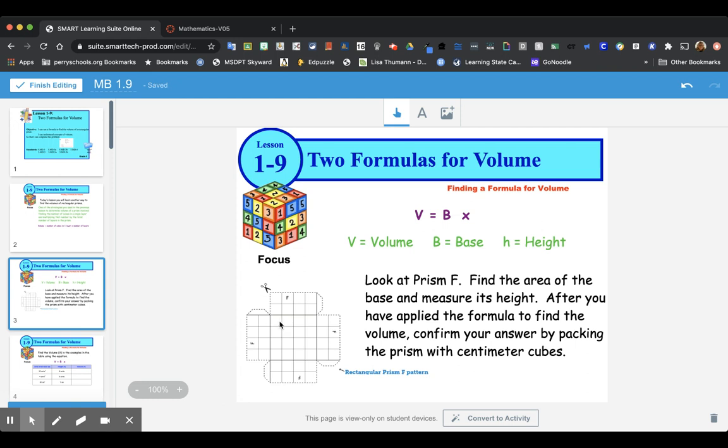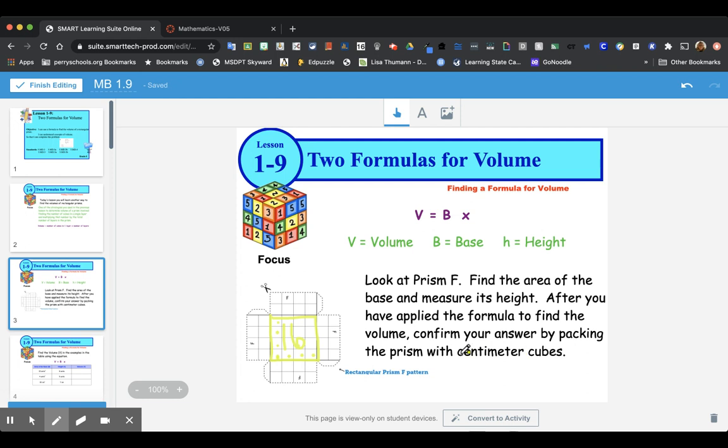So when we take a look at this, I'm only going to look at the base part, and I'm going to outline that for you. This right here was the base of rectangular prism F. So I'm going to find the area of that. And I go 1, 2, 3, 4 by 1, 2, 3, 4. So I know a 4 by 4 would be 16. Our base would be 16 square units.